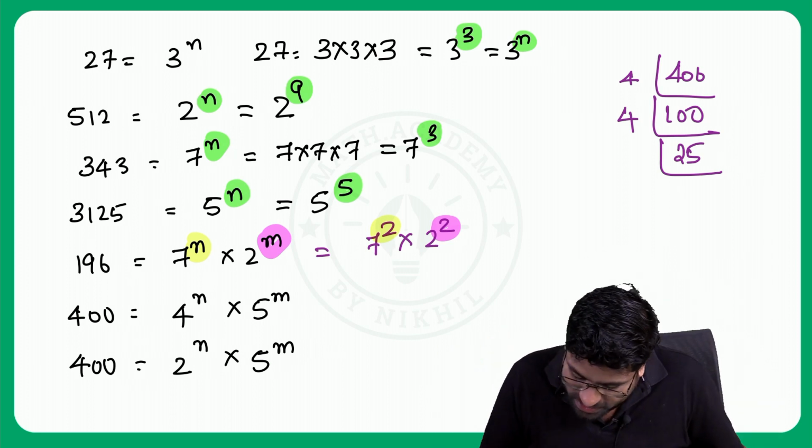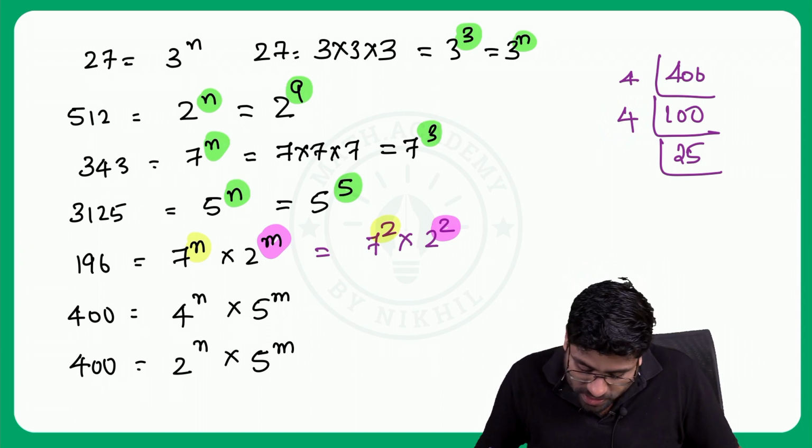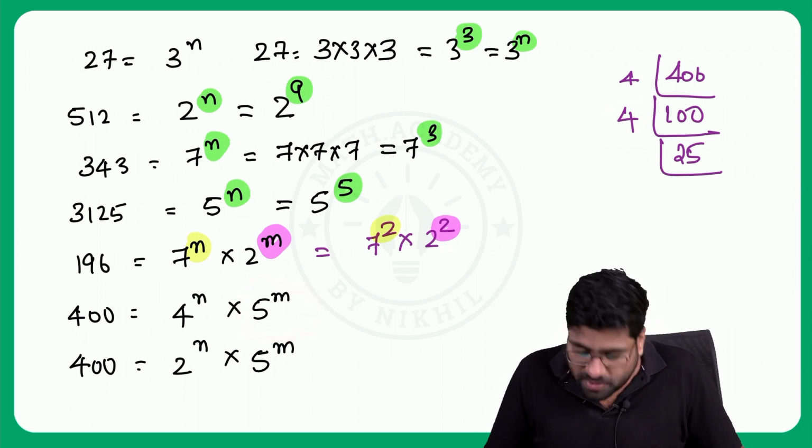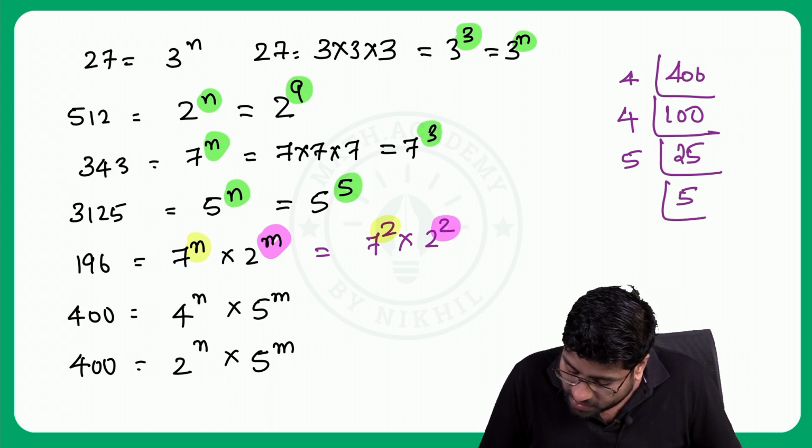Okay, you're not small kids, you're big students. So it is going to be 25, and I know that 25 and 4 are not going to match each other. So let me check for the availability of any other number, and it seems to be 5. So let me use 5. I'll get another 5, and 5, and 1.